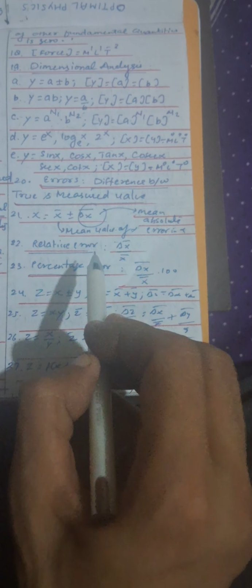Then we have relative error, which is the ratio of Δx̄ by x̄, or the mean absolute error to the mean value. Percentage error is obtained by multiplying relative error by 100. We have certain examples. If we have z = x ± y, then z̄ will be x̄ ± ȳ, but Δz̄ will be Δx̄ + Δȳ.